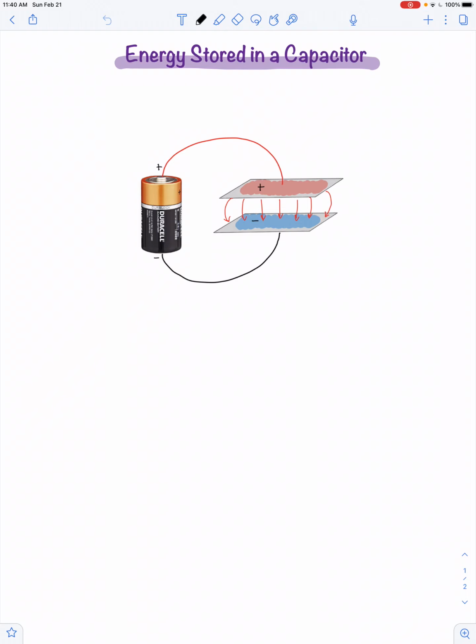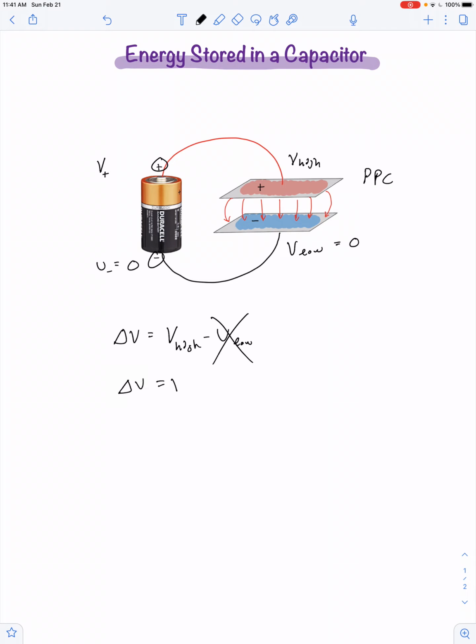When a power supply such as a battery is hooked up to a capacitor, in this case a parallel plate capacitor, then the positive terminal of the battery creates a high electric potential, and the negative terminal creates a low electric potential. And by the way, if we choose a reference where we set the low electric potential equal to 0, so that the electric potential at the negative terminal of the battery is 0, then the high potential that creates the potential difference would be V high minus V low, but we're setting V low equal to 0, so really there's no difference between delta V and V.